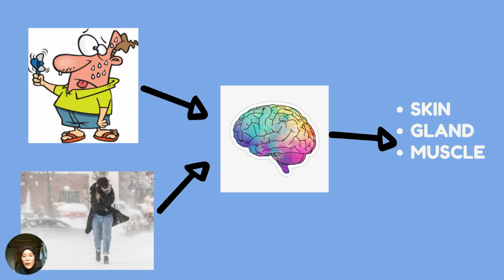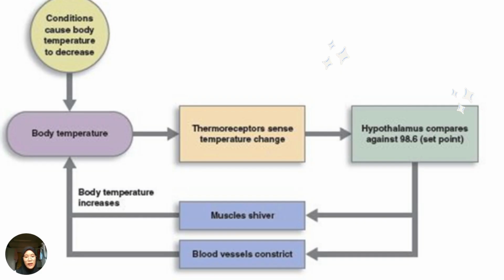Next, the brain, more specifically our hypothalamus, controls thermoregulation. It senses if our temperature is too hot or too cold, and it will send the signal to our effectors, which are the skin, glands, and muscles. Next, I will move to the process of thermoregulation.